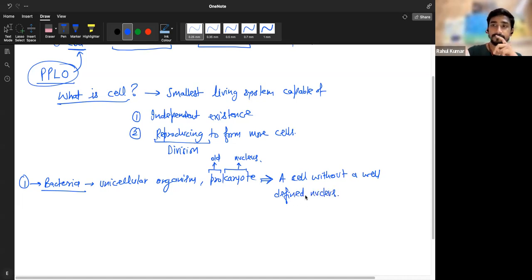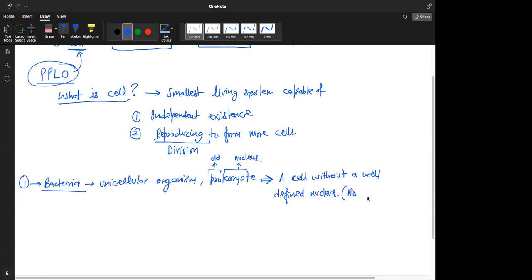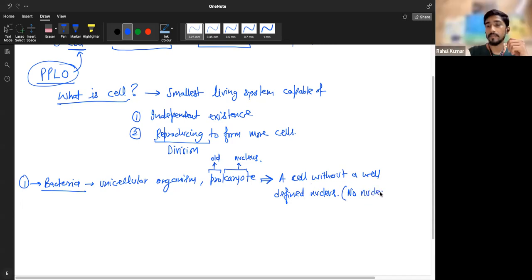Yes or no? Yes. And well-defined means no nuclear membrane. Correct? So that's bacteria, a unicellular organism.